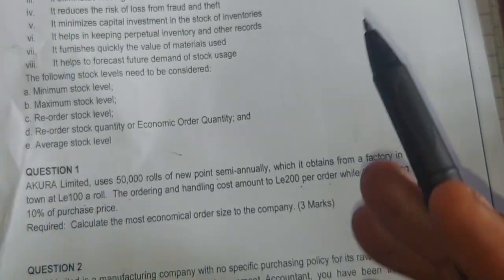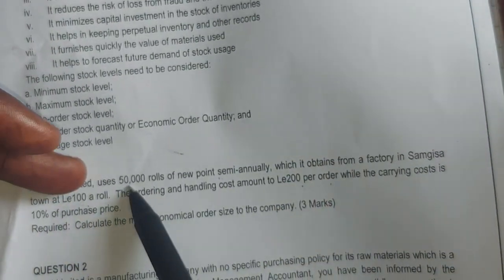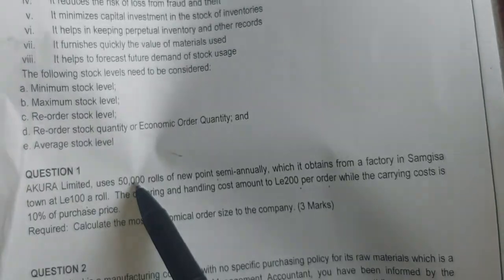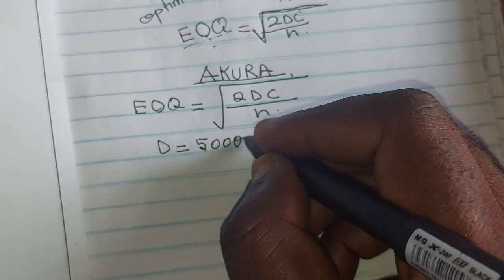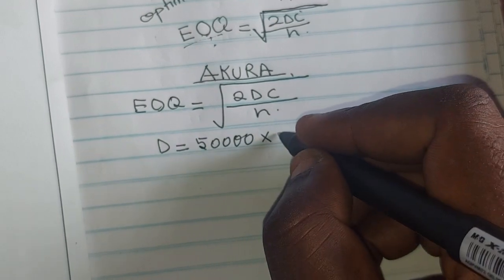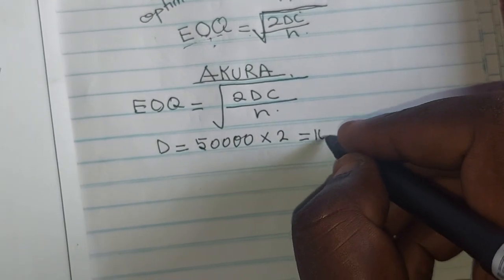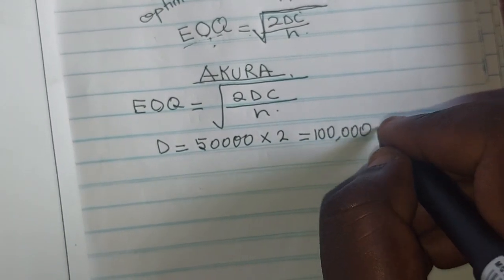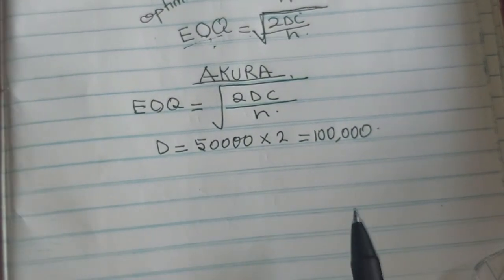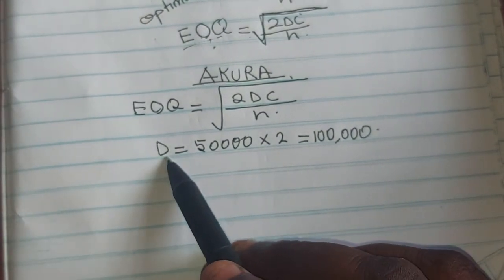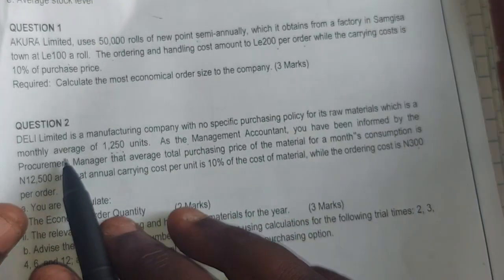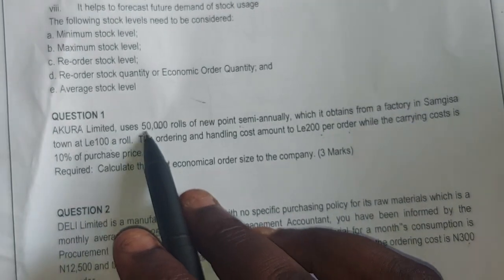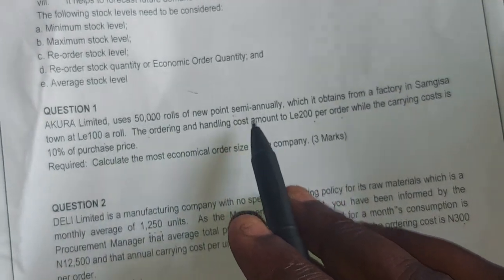It means the annual demand is 2 multiplied by 50,000. Okay, and that is 100,000 units. That's what they use in a year. So that is 100,000 units per annum. Don't forget, our D is per annum. But the question wants to test how smart you are. So you have been given 50,000 semi-annually. So take note of that.